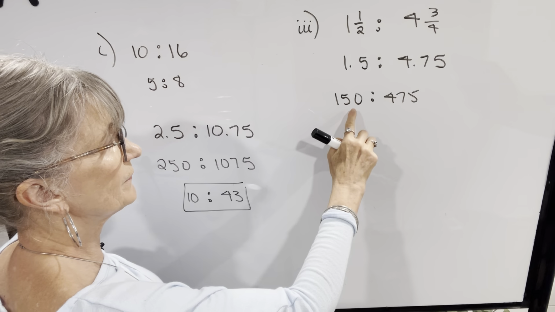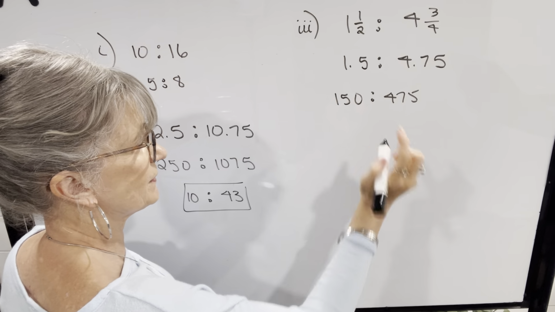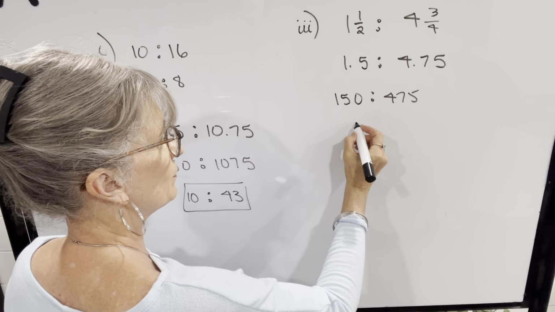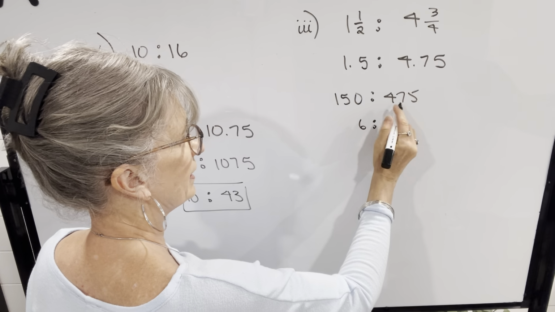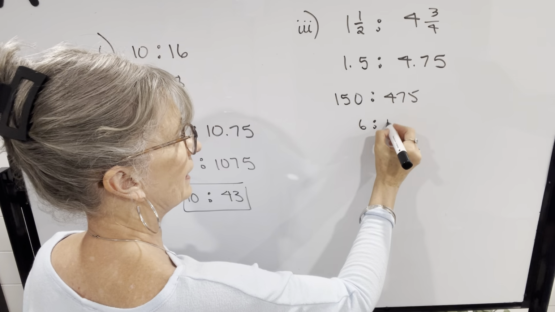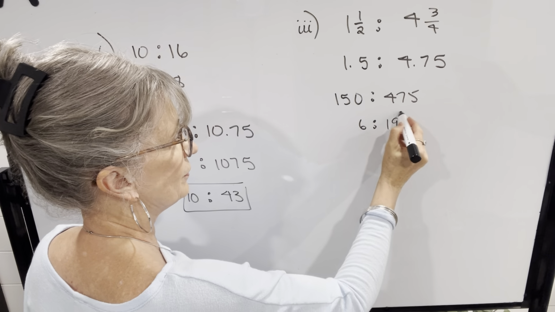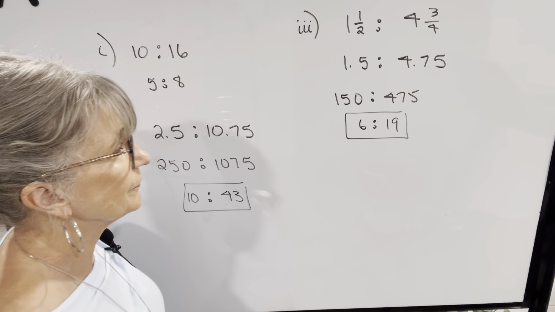Again, the largest number that divides evenly into both of these numbers is 25. So when I divide this by 25, I get 6. When I divide this by 25, I get 19. Can't be reduced any further, so that's our ratio.